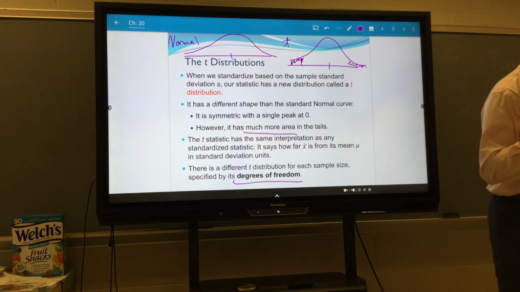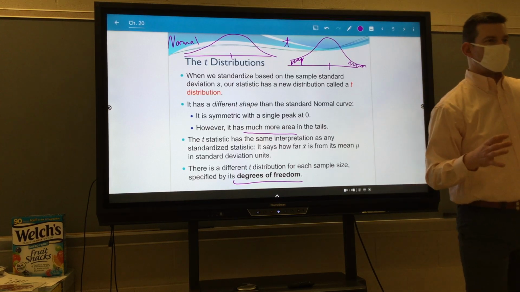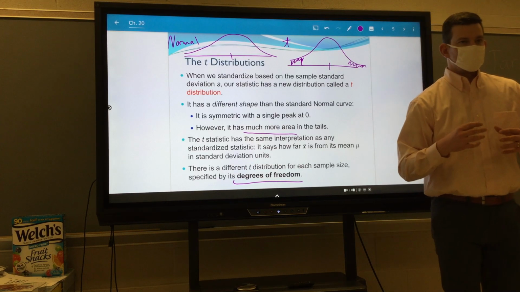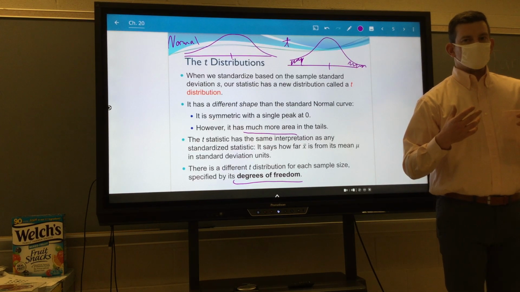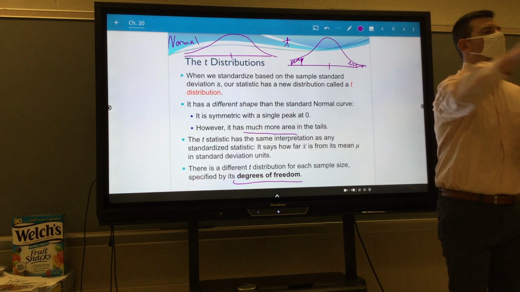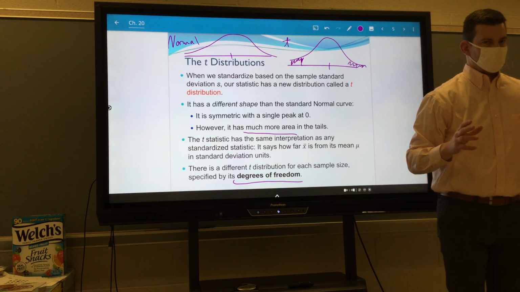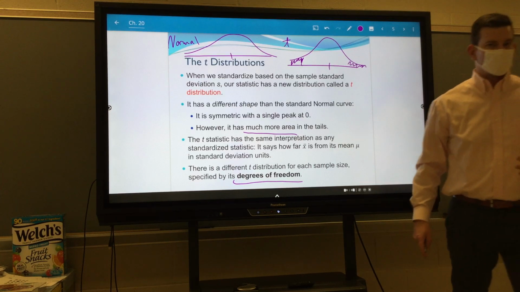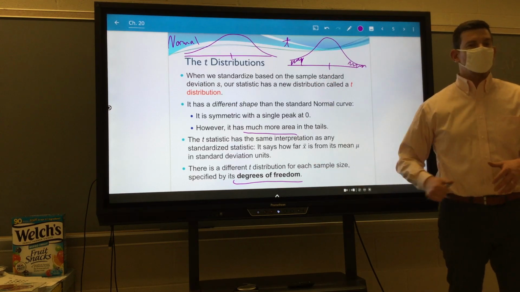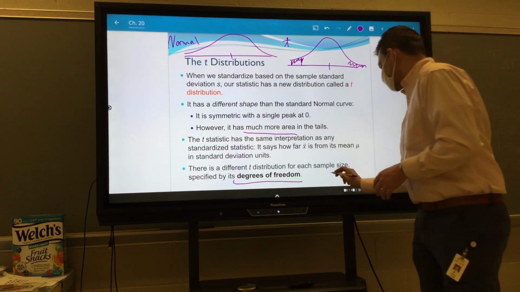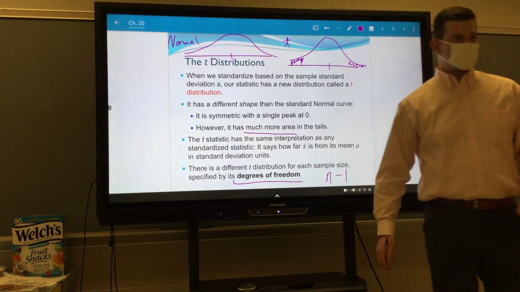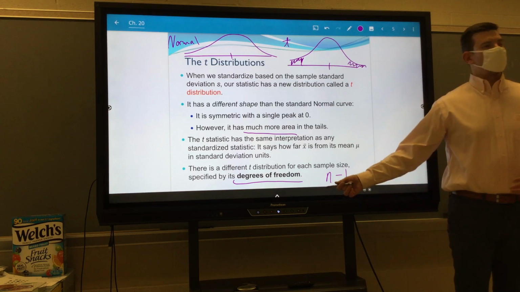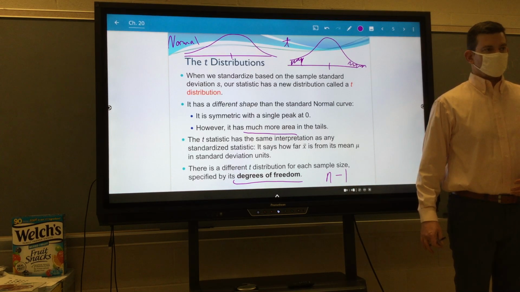Essentially, what degrees of freedom are is that if you are a member of that sample, degrees of freedom is how many alternatives there are. Okay? So it's not difficult to calculate. Degrees of freedom for a t distribution is just n minus 1. So if you have 20 people in your sample, there are 19 degrees of freedom.